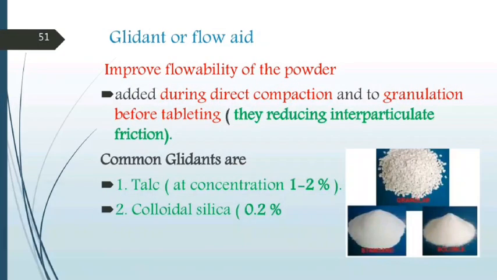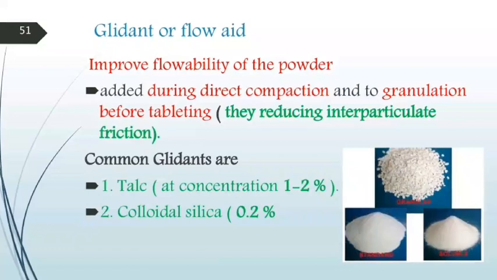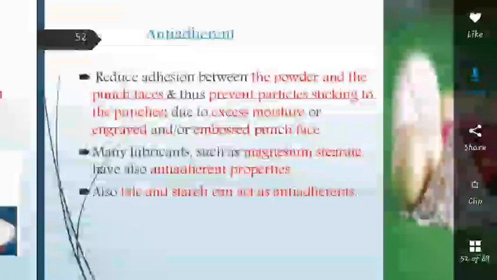Propylene glycol, PG, can also act as a lubricant. Then you have glidants. You might know glidants from physical pharmacy. They are called flow promoters or flow aids. That is, they increase the flowability of the powder from the hopper to the die, and they reduce the interparticulate friction during compression. Most commonly used glidants include talc and colloidal silica. Note down the concentration, which is very important.